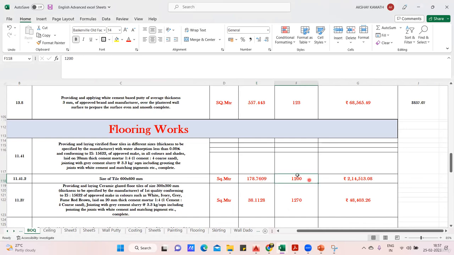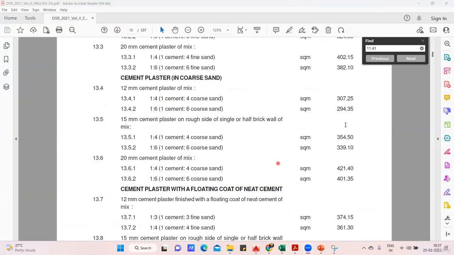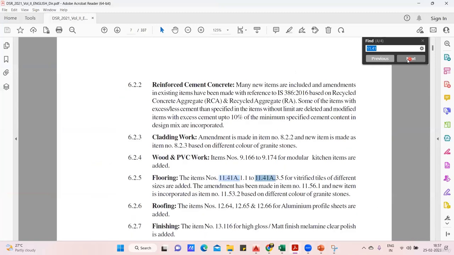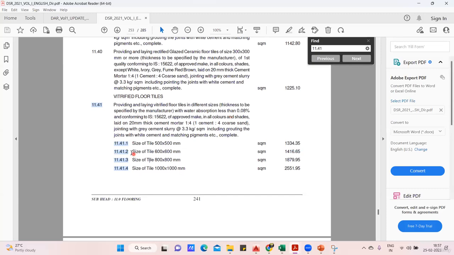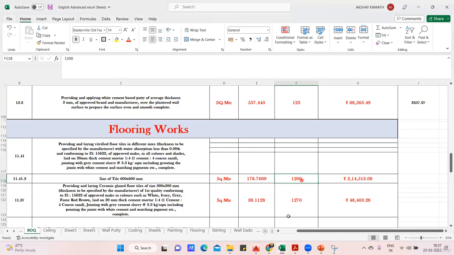Now come to the price. So for price, again go to DSR. I'll pick the same price from the DSR. Not an issue for me. Okay, give me a minute. Yeah. So for 600 by 600, the charge is 1416. You can come here. You write 1416, isn't it? 1416. This is the price I'm putting. Based on that, this is the total cost which will come.